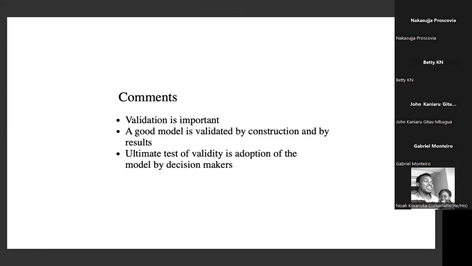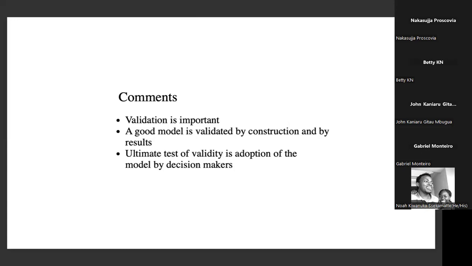Then comments. Validation is important. A good model is validated by construction and by results. Construction means how you formulate, how you come up with that model structure. For example, that tuberculosis model, how did you come up with that structure? Then what results are coming from that model? That is validation. The ultimate test of validity is adoption of the model by decision makers. Once they pick up your model, then you know that you're validated. I think you use that statement that I feel validated because this model has been picked up.